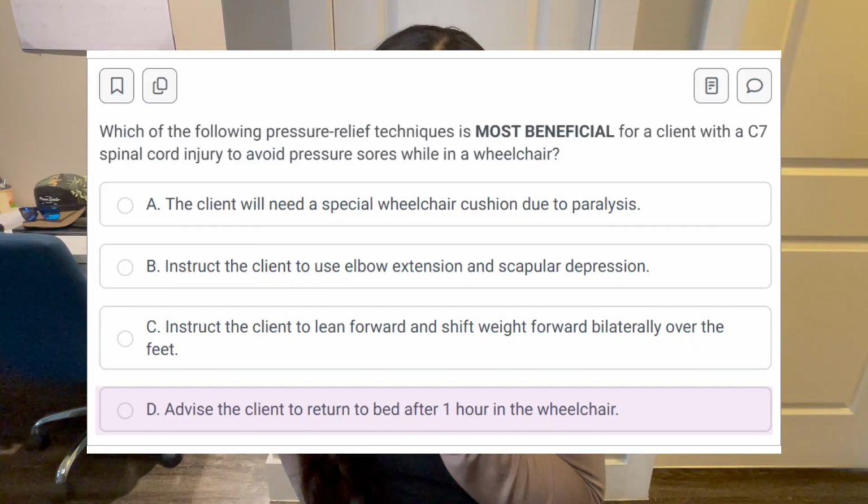Lastly, we have option D, advise the client to return to bed after 1 hour in the wheelchair. So this answer also screams no to me because why would you want them to return to bed after only 1 hour in the wheelchair? So for spinal cord injury patients, or really any patient in general, you always want them out of the bed as much as possible. And so if they're only in the wheelchair for 1 hour, that just doesn't sound right. Like you want them to be in the wheelchair, right?